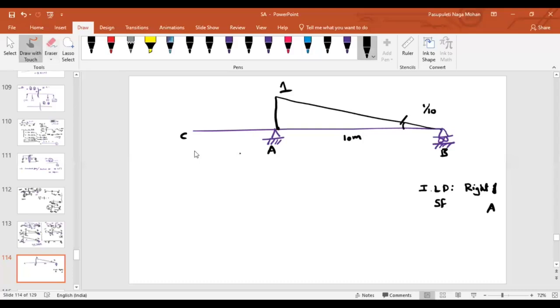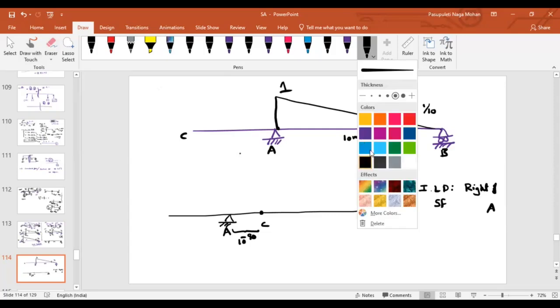Now, let me rephrase this diagram. It's just a matter of visualization that I'm doing here. This is point A, and this is point C that I'm looking at. This distance is around 10 to the power of minus 90. Now, what is the ILD for shear force at this point? How is it going to look?